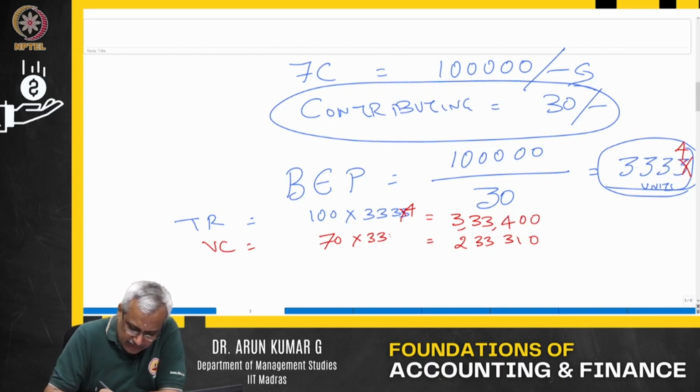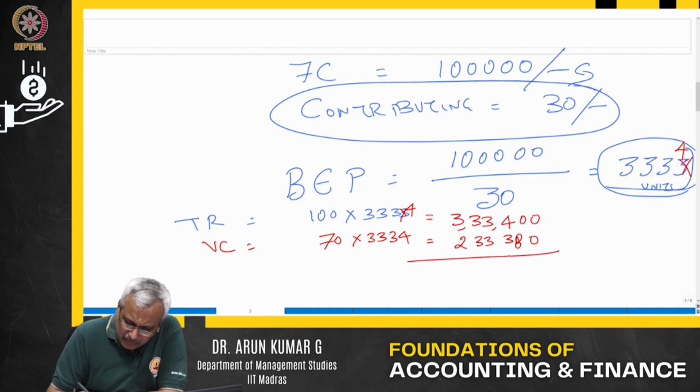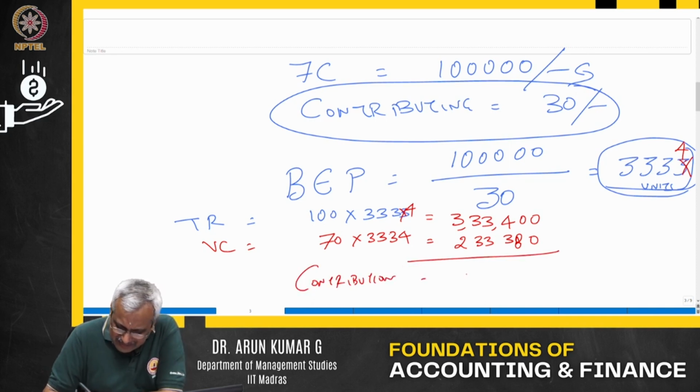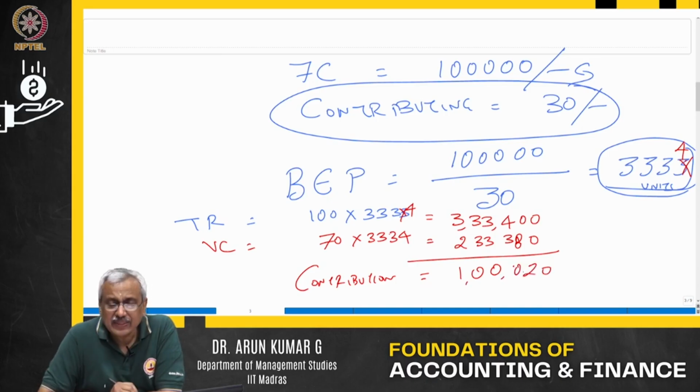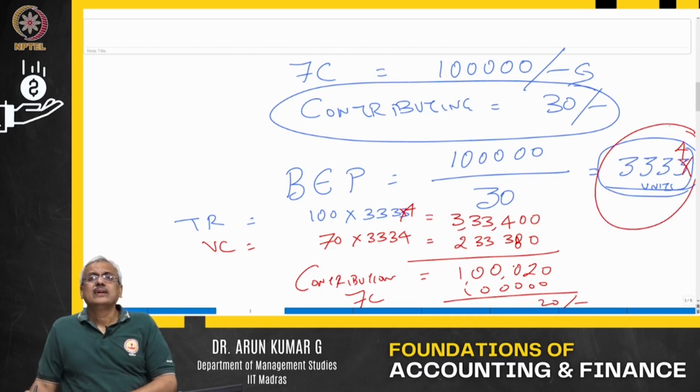And the variable cost will be 70 into 3,334, which is 2,33,380. So what happens? My contribution is 1 lakh and 20. That is what I see here, 1 lakh and 20. My fixed cost is 1 lakh. Of course, one can say you make a profit of 20, but that is purely because of the rounding off here.